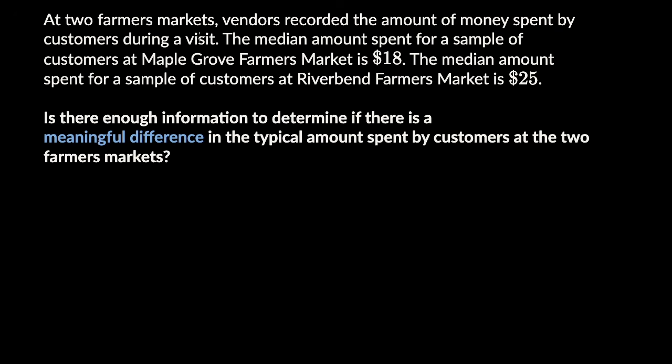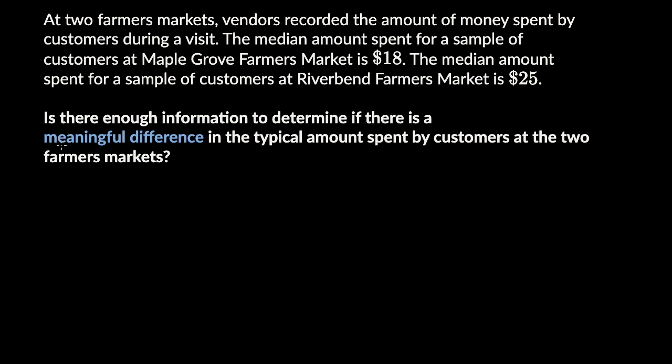At two farmers markets, vendors recorded the amount of money spent by customers during a visit. The median amount spent for a sample of customers at Maple Grove Farmers Market is $18. The median amount spent for a sample of customers at Riverbend Farmers Market is $25. Is there enough information to determine if there is a meaningful difference in the typical amount spent by customers at the two farmers markets? Pause this video, have a go at that.